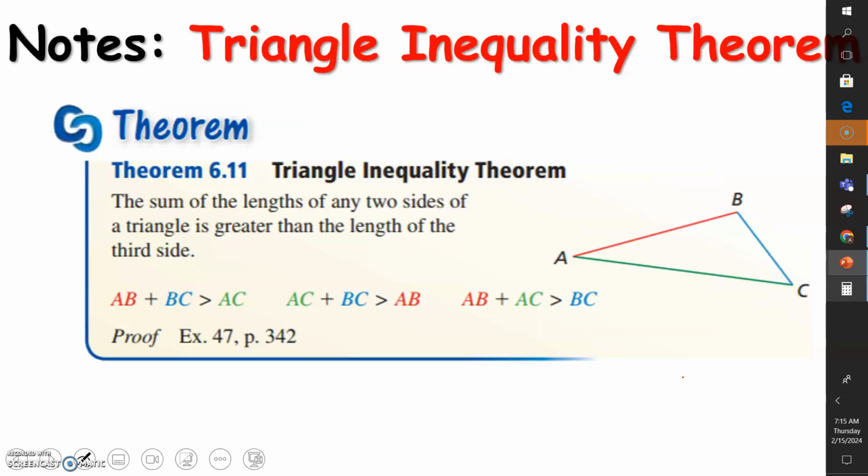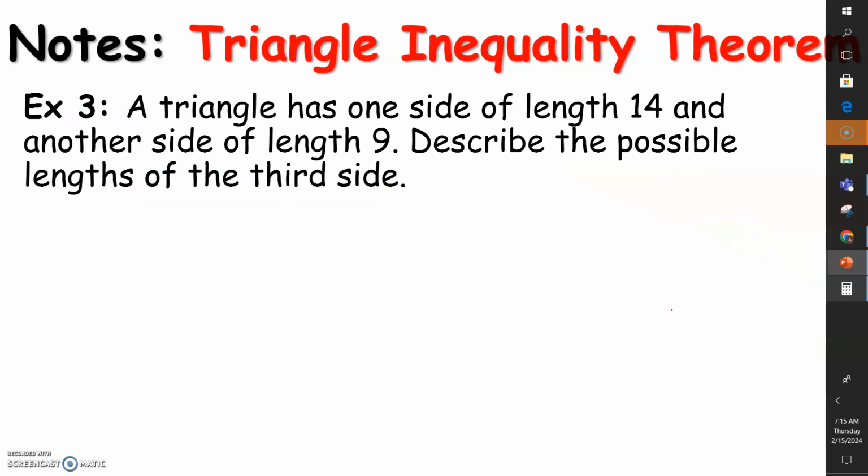All right, here's one more theorem. Theorem 6.11, the triangle inequality theorem. And it says this, the sum of the lengths of any 2 sides of a triangle is greater than the length of the third side. That is, if I add any two pairs of sides, it will be bigger than the third side. Okay, let's take a look.